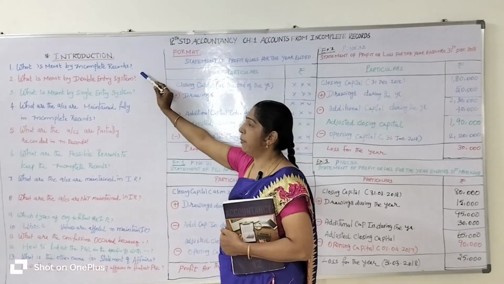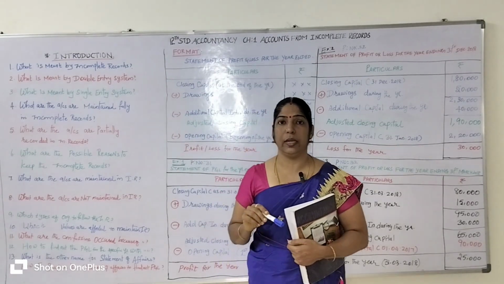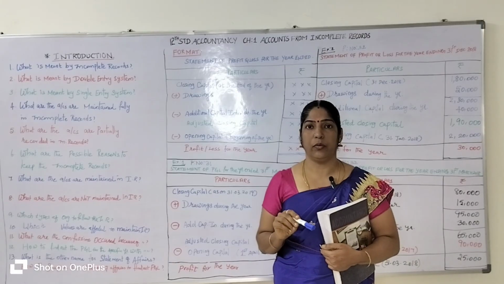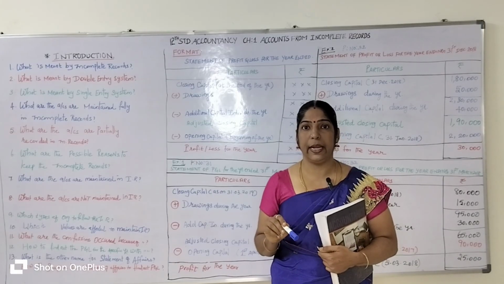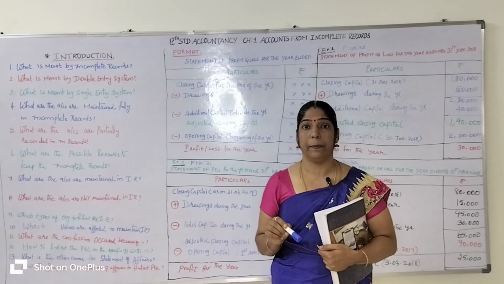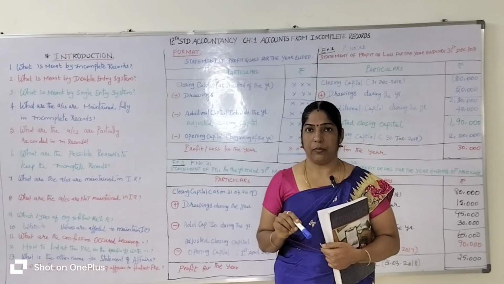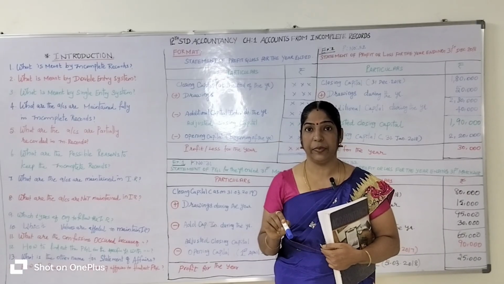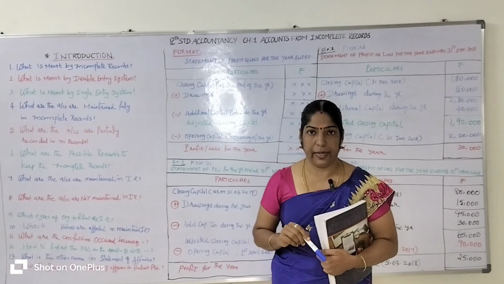What is meant by incomplete records? According to the Indian Companies Act 2013, Section 128, Subsection 1, all organizations must maintain their accounts under the double entry system. The companies that do not strictly follow the double entry system are said to keep incomplete records.